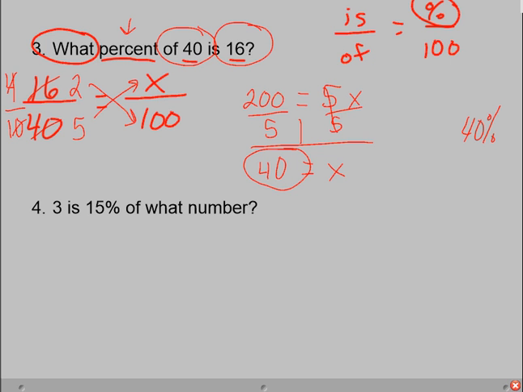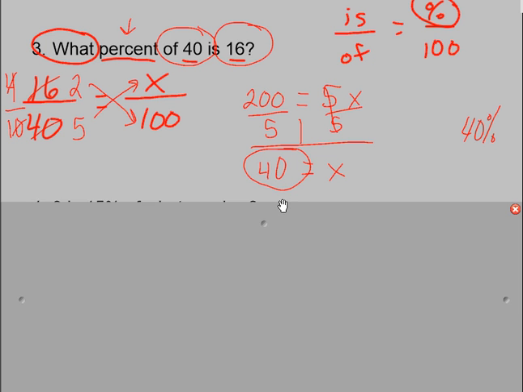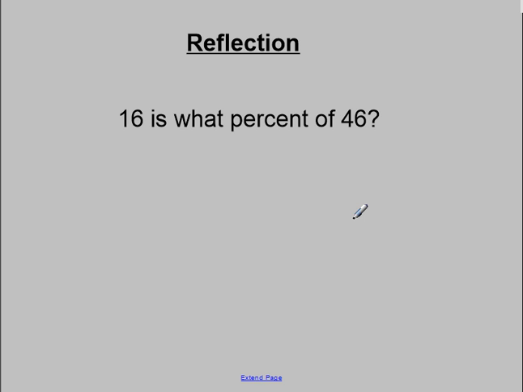One more. Actually, you know what? I think I'm running out of time, so I don't want to do that one for you. I'm just going to give you your reflection question now instead of making the video longer. And I want you to find out 16 is what percent of 46? Use your percent proportion, guys, and tell me your answer in Edmodo.